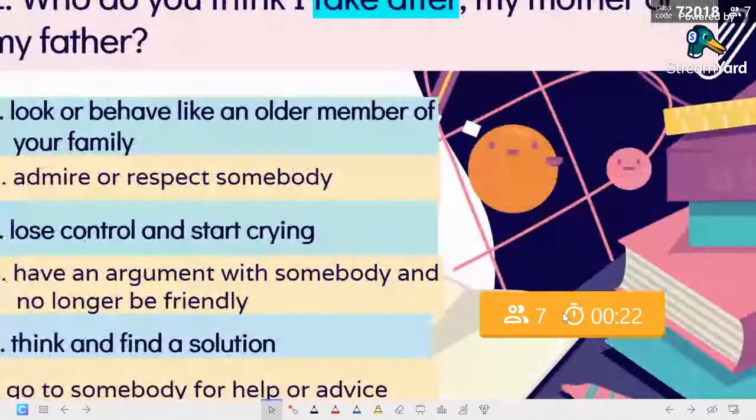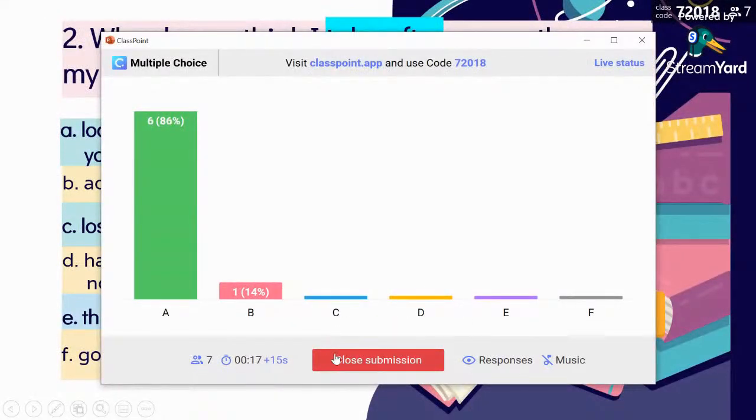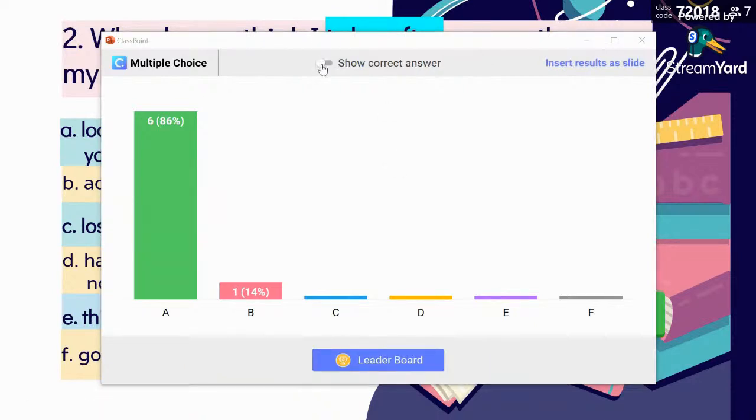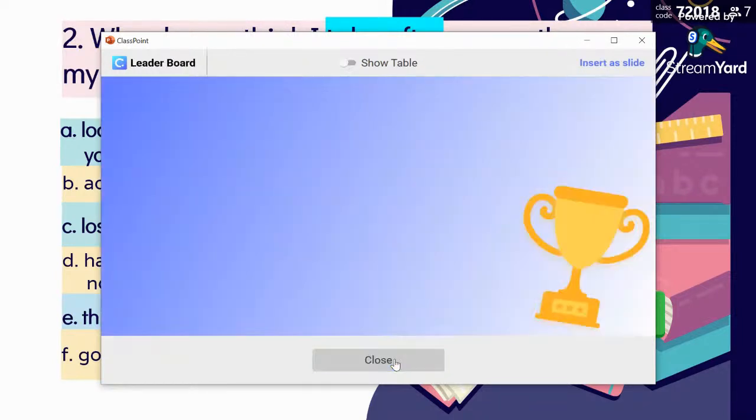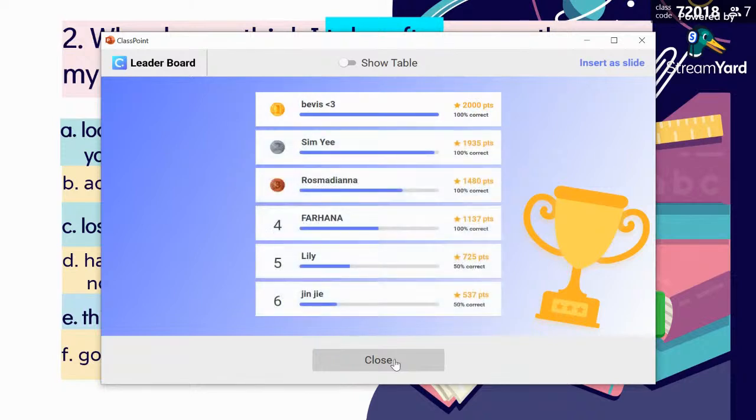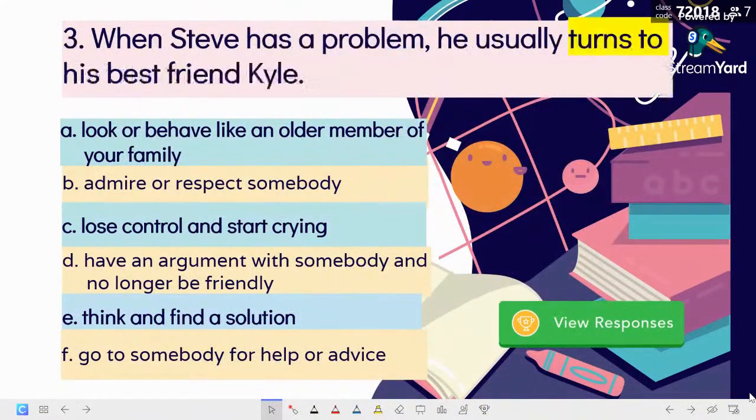Okay, 7 answered. Okay, I get close already. All the 7 answered. Okay, show answer. Okay, I think 6 of you answered correctly except 1 now. Okay, so let's go to the leaderboard. Is it Bevis still leading? Yeah, Bevis is still leading. Simi second, Rosma Diana third, Bahana fourth. Okay, Lily and Jinjet. Good. Okay, let's go to the next one.